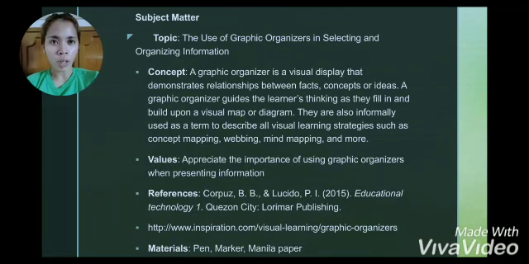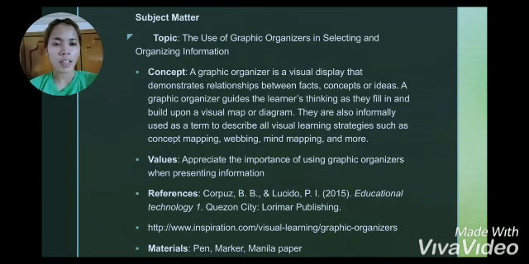Now, we will present to you our subject matter. So our topic is all about graphic organizer, and the value is to appreciate the importance of using graphic organizers when presenting information, and our reference is from Corpus and Lucido. And our materials are pen, marker, and manila paper.